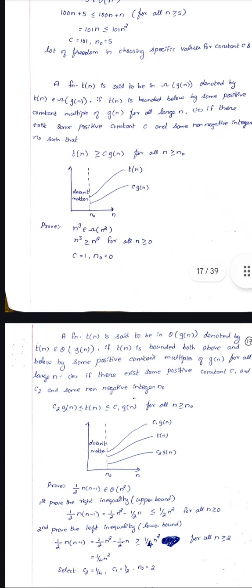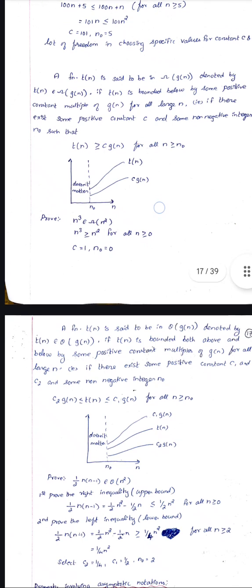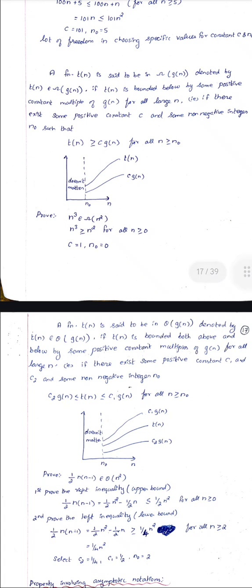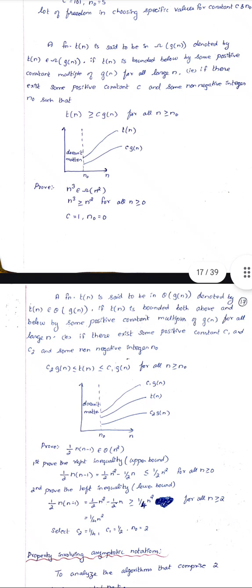That is, if there exists some positive constant c and some non-negative integer n0 such that t(n) is greater than or equal to c·g(n) for all n greater than or equal to n0. For example, n³ ∈ Ω(n²), since n³ is greater than or equal to n², like that.